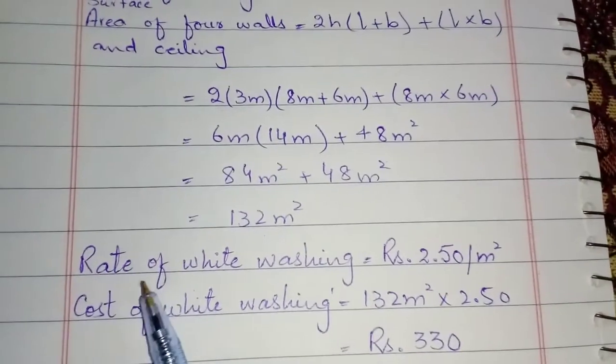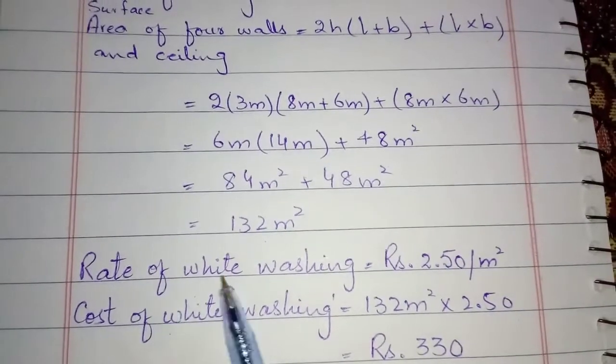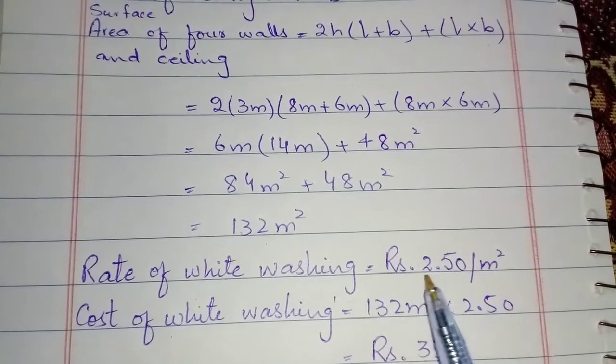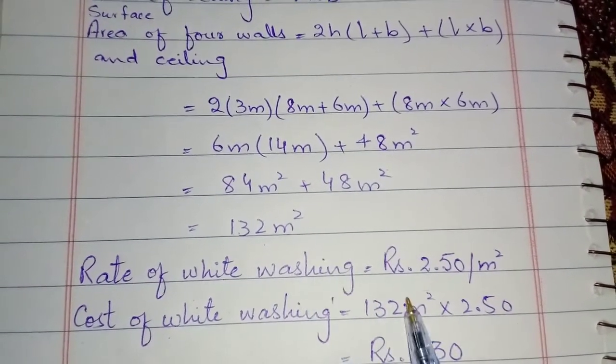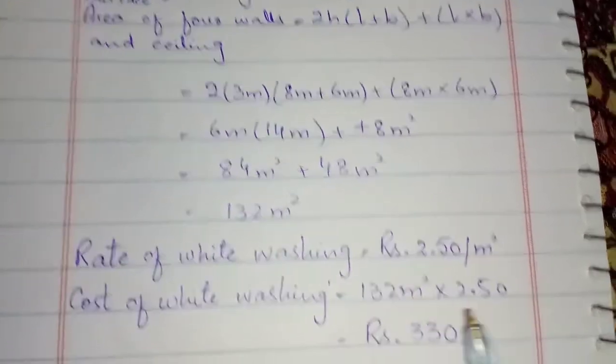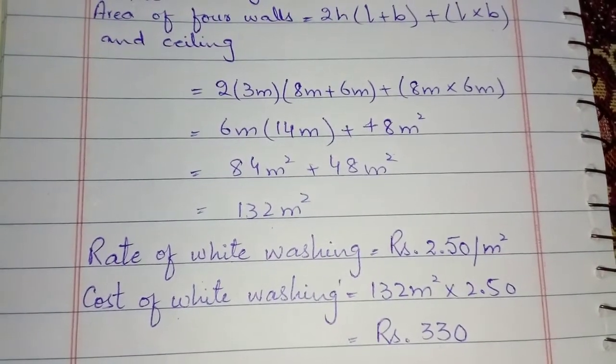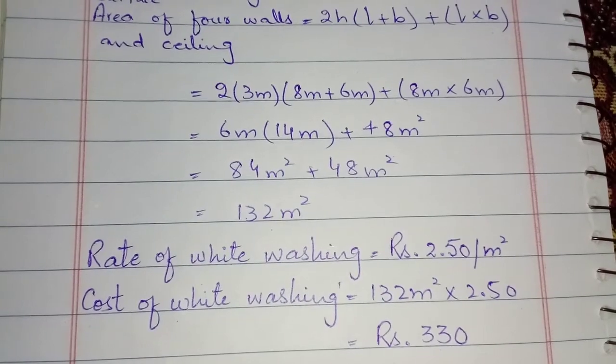So we have to find the cost of whitewashing. The rate of whitewashing is 2.50 rupees, given in the question. So cost of whitewashing is equal to 132 meter square multiplied by rupees 2.50, that is equal to 330 rupees, the cost of whitewashing its four walls and ceiling.